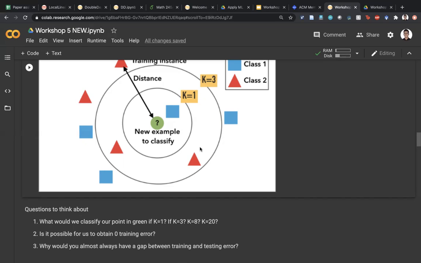So what I want you guys to think about is, suppose, like all the machine learning models we've studied before, you split your data into a training and test set, right? Is it possible for us to get 0 training error on our data? Do you think that's possible? If you think it's possible to get a 0 training error, try to tell us why. If not, try to tell us why you can't get a 0 training error.